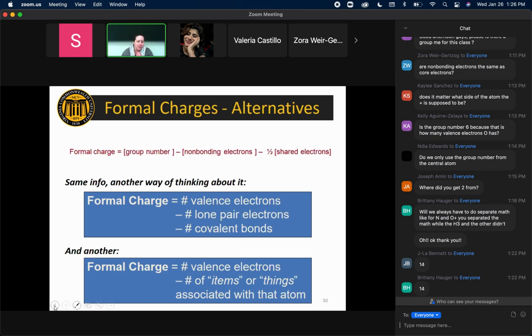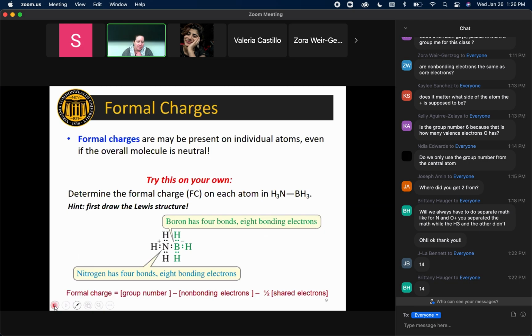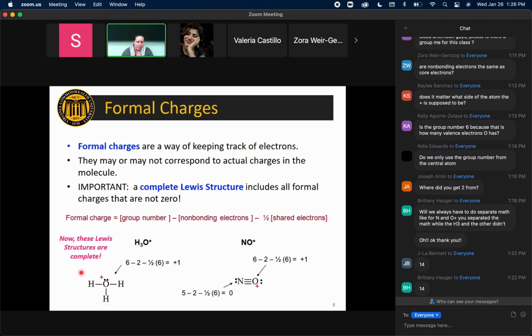So let's go back to the last slide and apply this. Actually, we got to go back all the way over to here to apply this. So now look again at the oxygen of H3O plus. We already know the answer is +1, but let's apply the thing or item strategy.